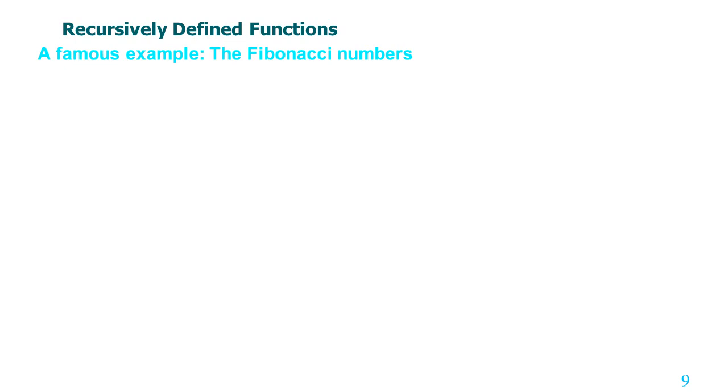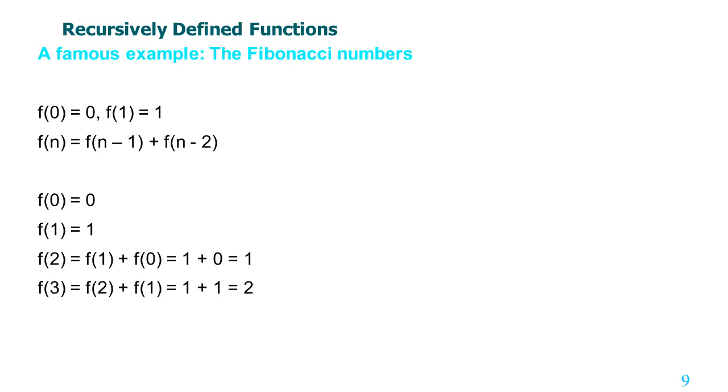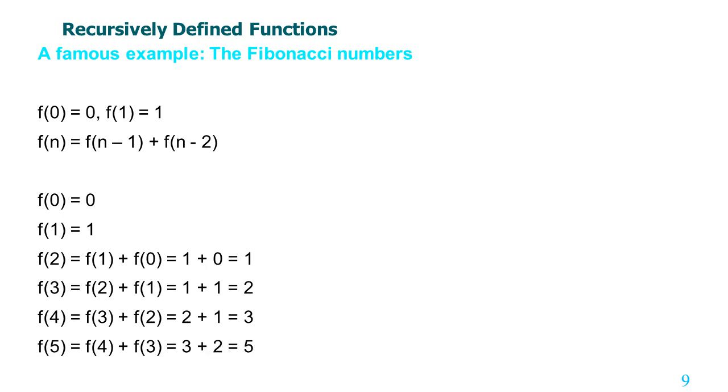Now a famous example is Fibonacci numbers. This can also be defined recursively. f(0) = 0, f(1) = 1, next f(n) = f(n-1) + f(n-2). Here the same method is applied. We can calculate f(0), f(1), f(2), f(3), f(4), f(5), and so on.